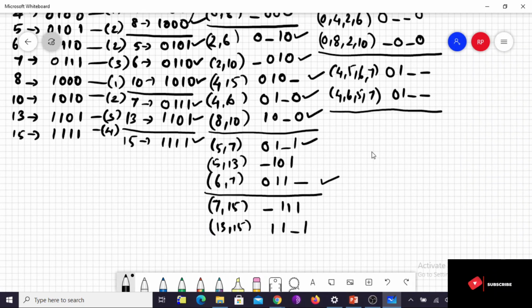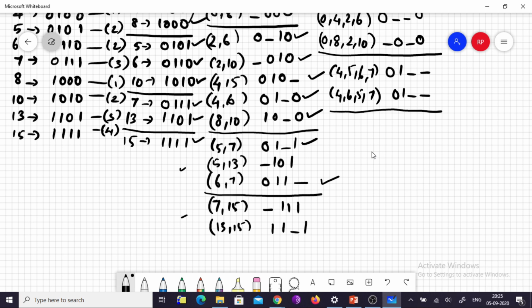So if we compare the third set with the fourth set, we have to compare 5, 7 with the rest of the elements here. If I take 5, 7 and 7, 15, that's not a proper group because we have more than 2-bit change. So if you take 5, 7 and 13, 15, I think that's a proper group. So 5, 7, 13, 15. This will give us dash 1, dash 1. So I will tick 13, 15.